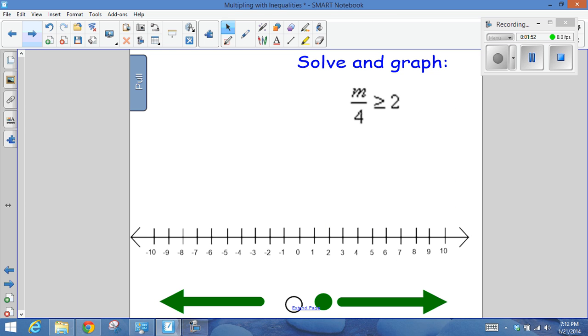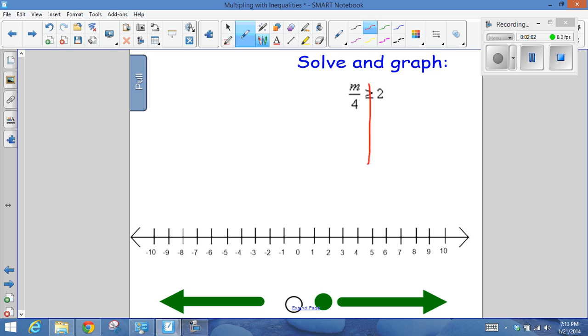All right, m divided by 4 is greater than or equal to -2. Okay, so if I'm going to solve that, what's being done here is division. So to undo it, I'm going to multiply by 4 on both sides. And I have m here, and I have -8 here. Now, I did not multiply by a negative number. See this right here? I multiplied by a +4. So I'm not going to do anything to my sign. We only do that whenever we multiply by a negative number. So it just stays the same. m is greater than or equal to -8.